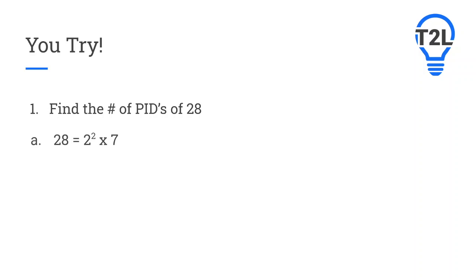So for 28, what you want to do is you take the prime factorization, so that's 2 squared times 7, and then add 1 to each of the exponents. 2 plus 1 is 3, 1 plus 1 is 2, and you get 3 times 2, which is 6. So that's the number of PIDs of 28, 6, also meaning there are 6 different numbers that can divide 28.